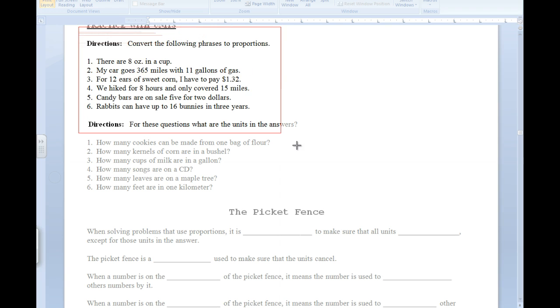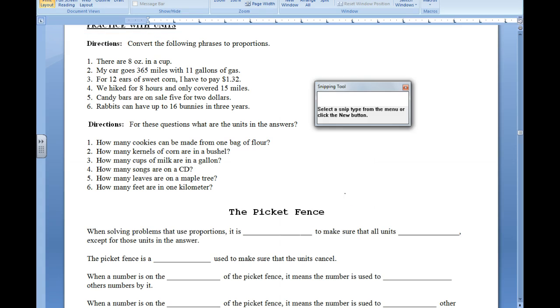This is the next section called Practice with Units. It's fairly simple. All right, hopefully you have that in front of you. All right, so now it says convert the following phrases into proportions. This is pretty simple. I'll go back to red. There are 8 ounces in a cup. Now I'm not going to be able to draw this very well, but the proportion would be 8 ounces per 1 cup. Could I have written that as 1 cup for every 8 ounces? The answer is absolutely yes.